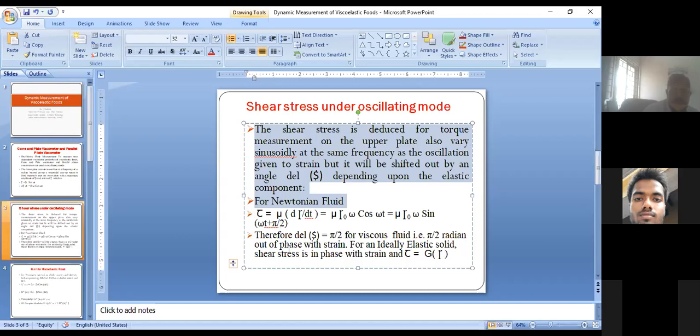For 0, it is purely elastic. For pi by 2, it is purely viscous. For viscoelastic, the value will be between 0 and pi by 2. This is only to understand.